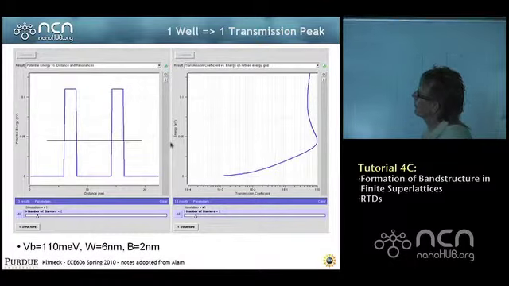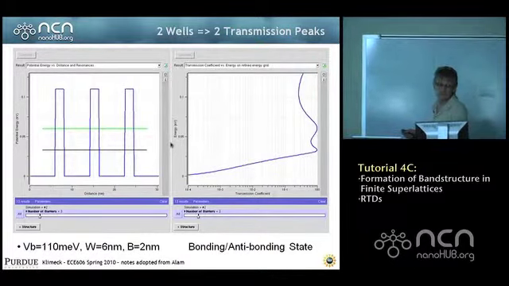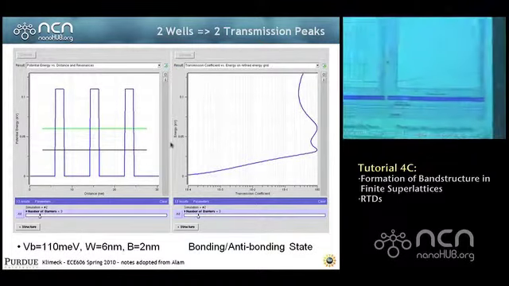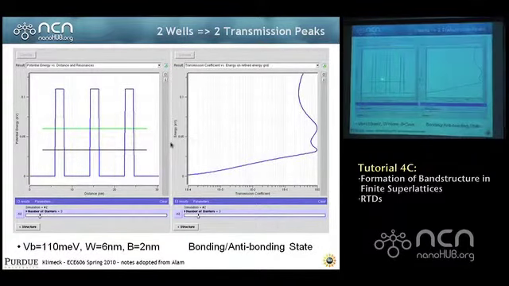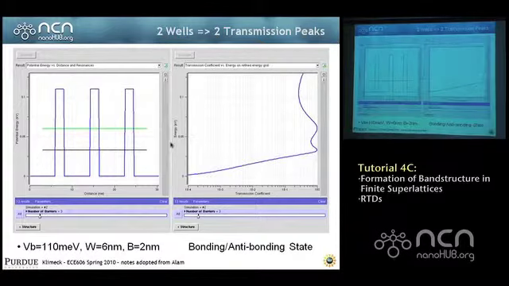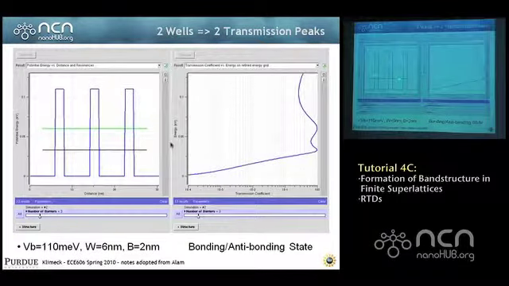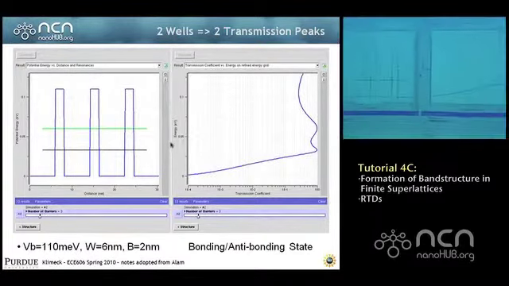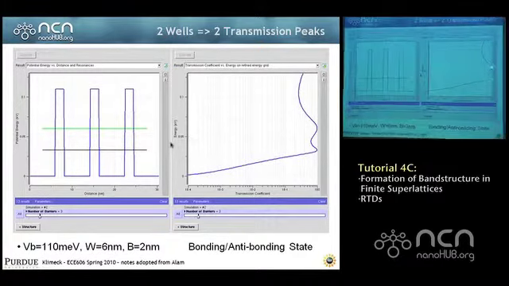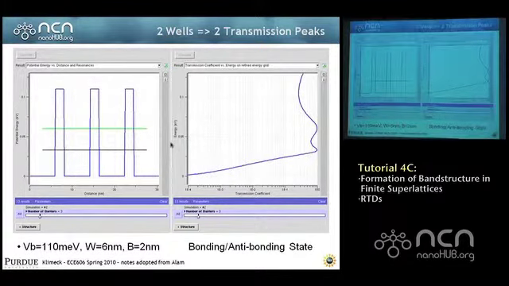Now I'm going to do the following. I'm going to add a barrier. All right? So now you have two quantum wells, and you have two states that are sitting in it. All right? And you have a transmission that goes to one at these two energies.